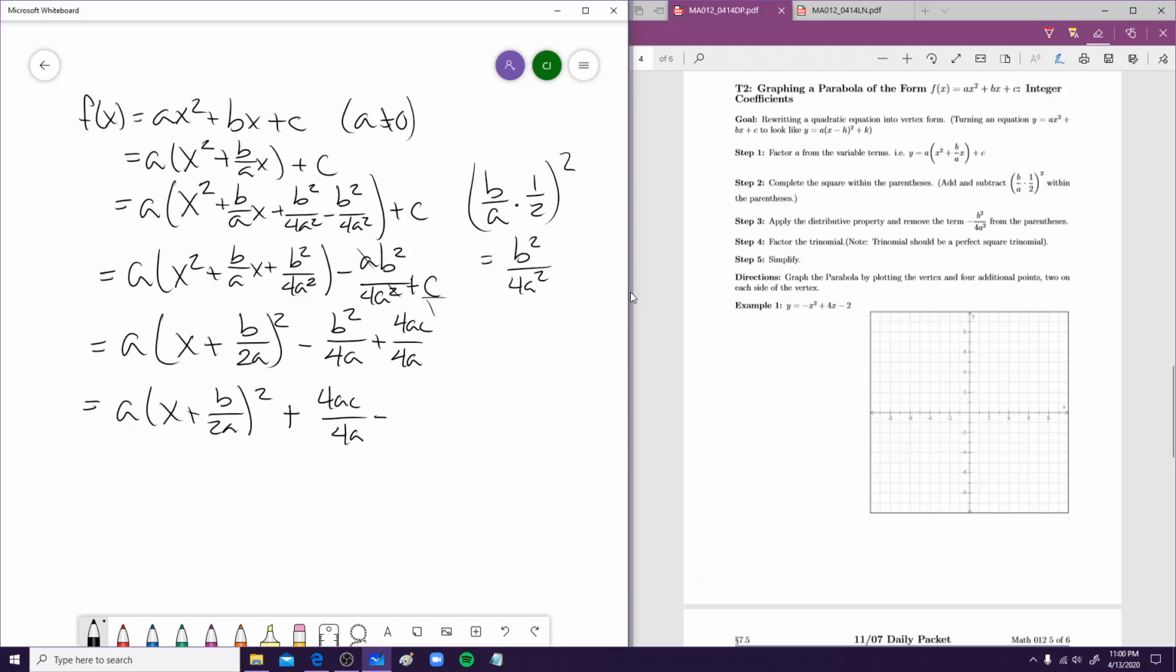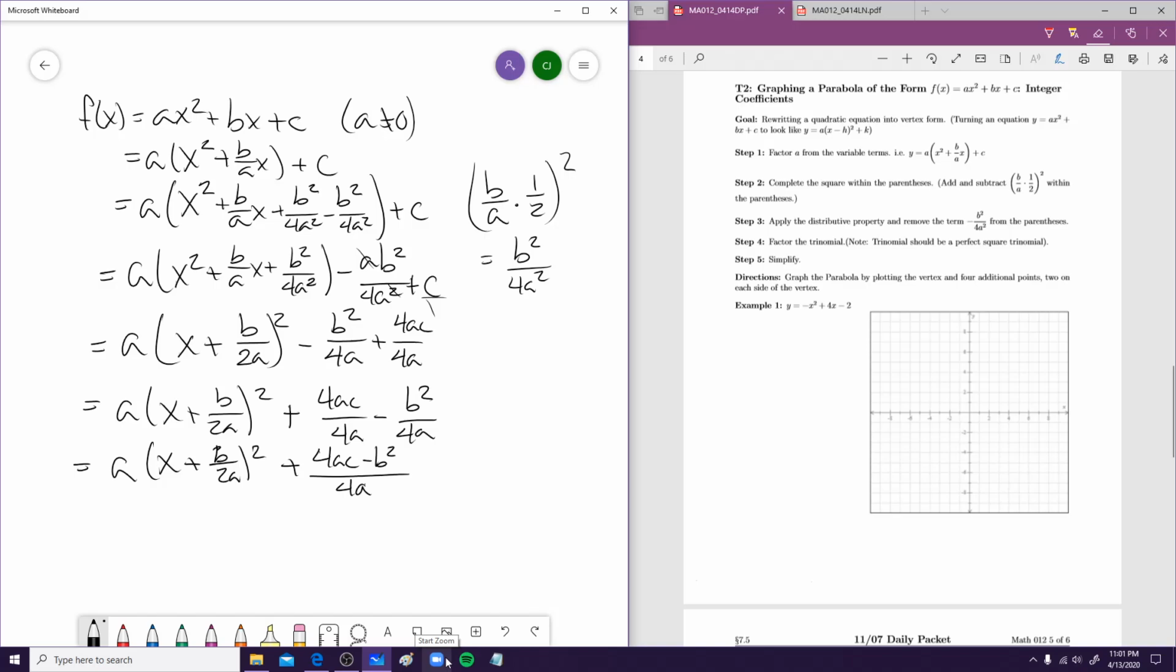4a minus, so I'm using the commutative property, because I don't want this negative out in the front. Okay, and so when I combine this, I get 4ac minus b squared over 4a. So this is now in vertex form.